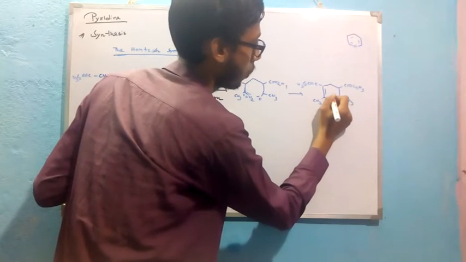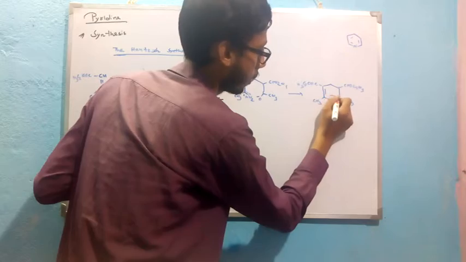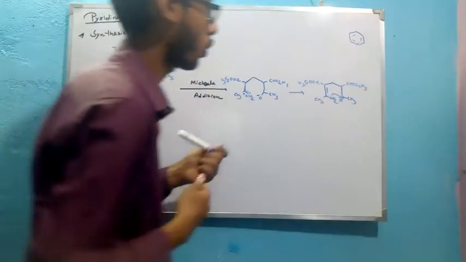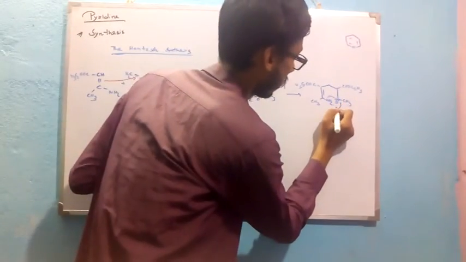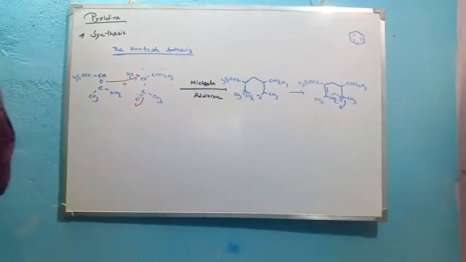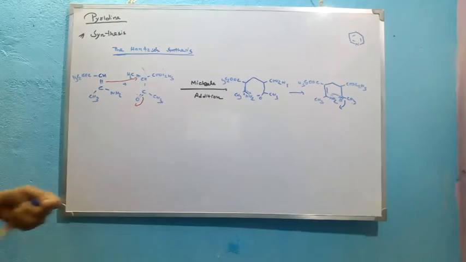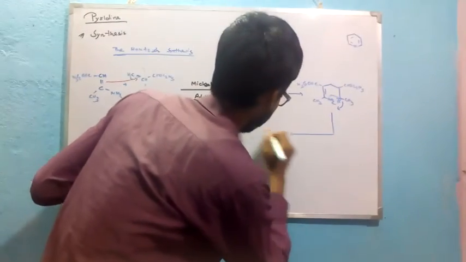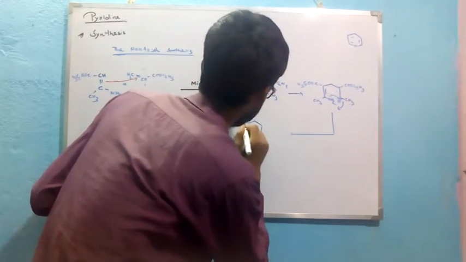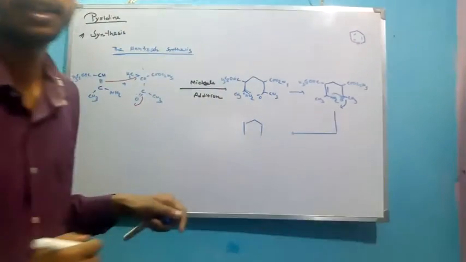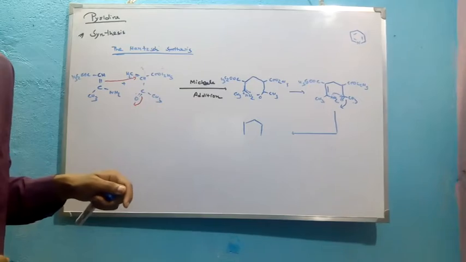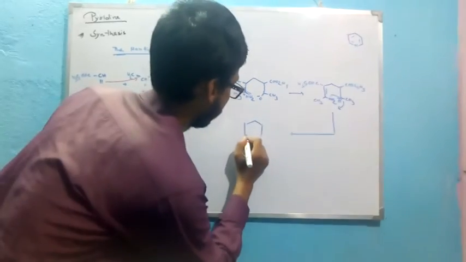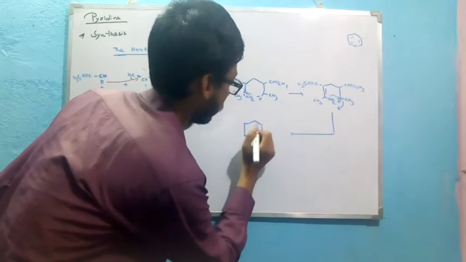So this ammonia reacts at that position, and removal of the oxygen occurs in the form of a water molecule, and in the final step we take the compound, which is pyridine.